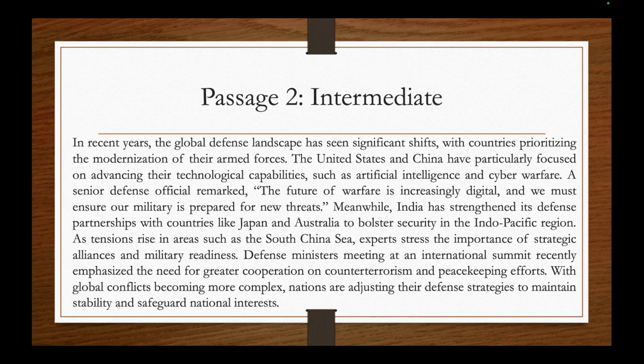prepared for new threats." Meanwhile, India has strengthened its defense partnership with countries like Japan and Australia to bolster security in the Indo-Pacific region. As tensions rise in areas such as the South China Sea, experts stress the importance of strategic alliance and military readiness. Defense ministers meeting at an international summit recently emphasized the need for greater cooperation on counterterrorism and peacekeeping efforts. With global conflicts becoming more complex, nations are adjusting their defense strategies to maintain stability and safeguard national interests.